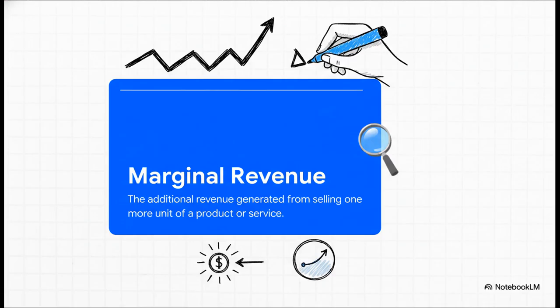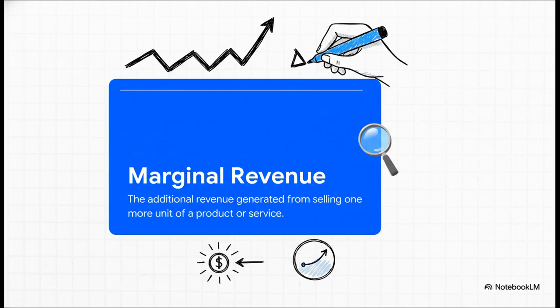So as the definition says, it's the extra cash you bring in from selling just one more item. Now let's translate that into the language of calculus. Marginal revenue is what we call the first derivative of the total revenue function. Okay, let's break that down. A function is just a rule that connects two things, right? In this case, it connects the number of units you sell to the total money you make. The derivative of that function tells you the instantaneous rate of change at any single point.